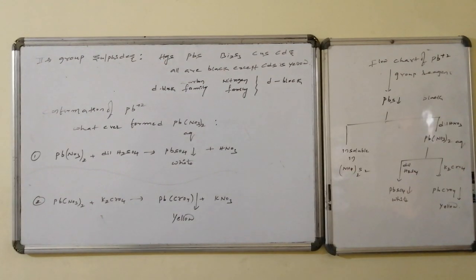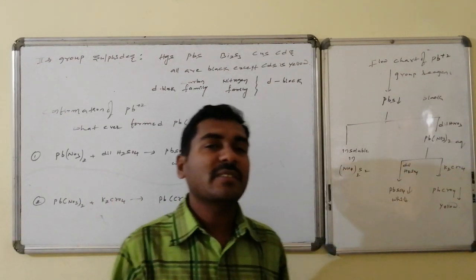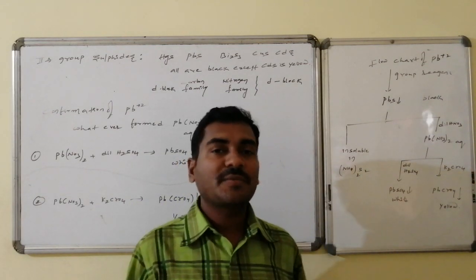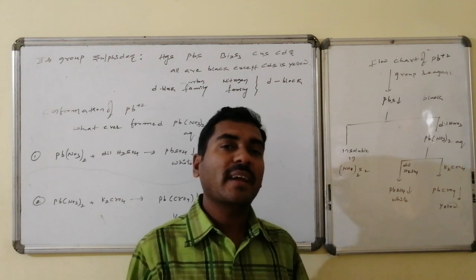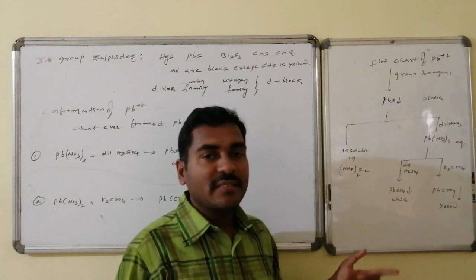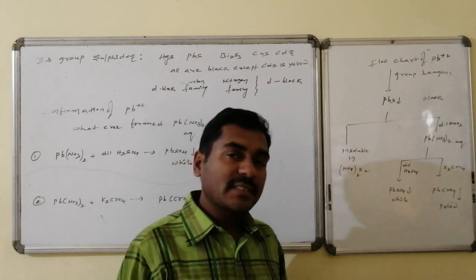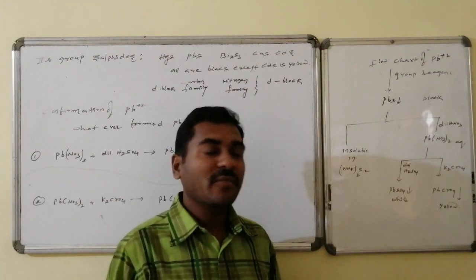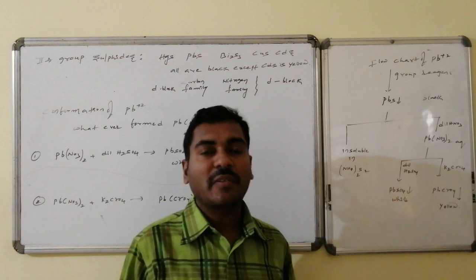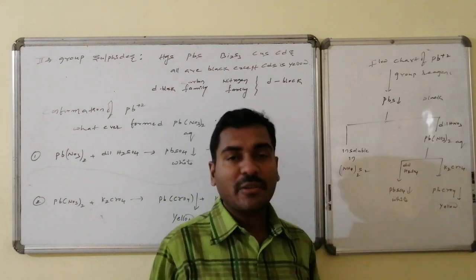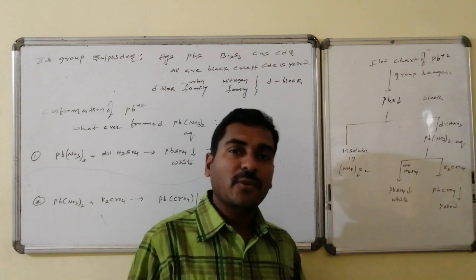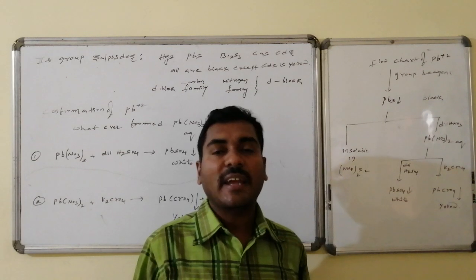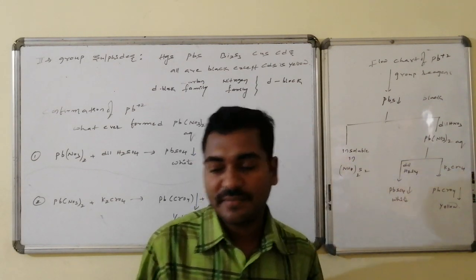This is the flowchart of the reactions conducted for the confirmation of lead. Lead is present in the form of lead 2 plus cation in the second group, and on reaction with the group reagent it forms lead sulfide, which is a black color precipitate. This lead sulfide is insoluble in yellow ammonium sulfide, whereas it is soluble in HNO3 and forms lead nitrate. The aqueous lead nitrate on reaction with dilute sulfuric acid forms a white precipitate of lead sulfate, and on reaction with potassium chromate forms lead chromate, which is a yellow color precipitate. By these reactions we confirm that the cation present in the salt mixture is lead.